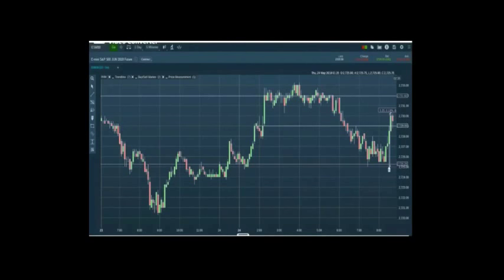A lot of times we're looking for a couple of points in these tight ranges, but to get five, it just goes to show you that there's a lot of volatility in the market.